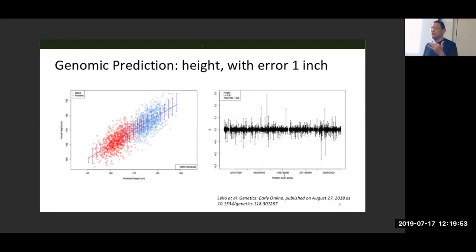So in other words, if we discover DNA on a gun at a crime scene, and we could then genotype that DNA and run the predictor, we could say the guy who shot this gun was 180 centimeters plus or minus 3 centimeters, standard error. And that was not possible a few years ago, but it is possible now to do that.